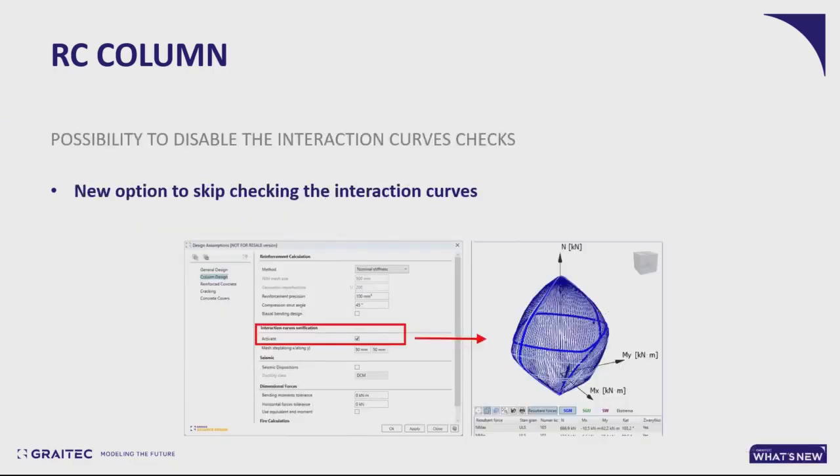This is a very small but maybe often requested improvement. By default, how it works in advanced design for column design, you will have the interaction curve verification. It is very helpful, but in some of the cases, it's not mandatory to use the interaction curves to perform the design. So that's why we have added a small change here. In case you don't want to perform the code check based on interaction curves, you can just deactivate this feature.